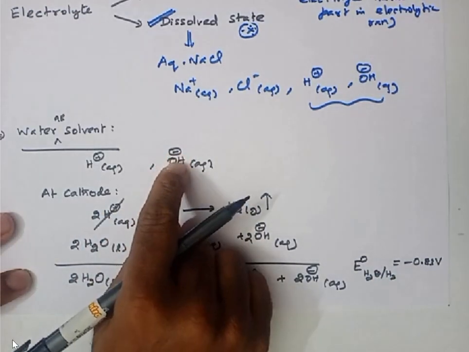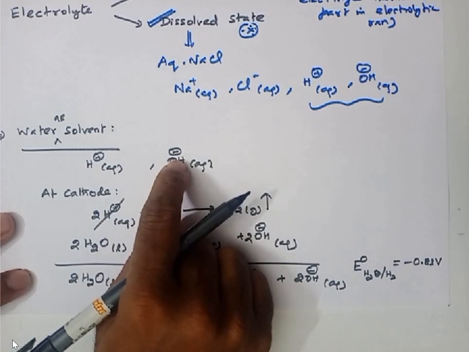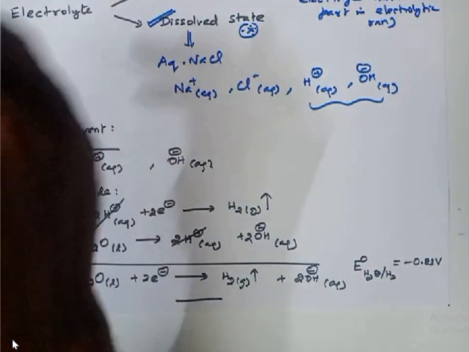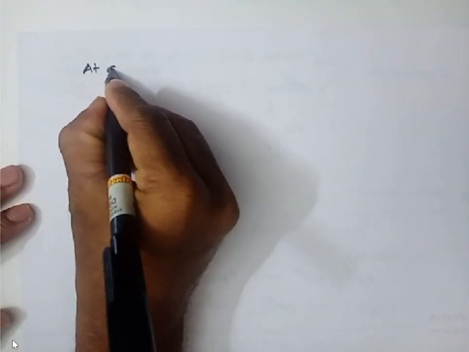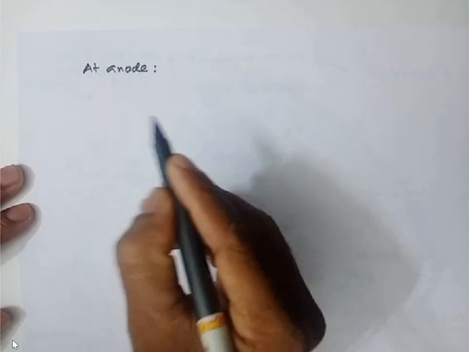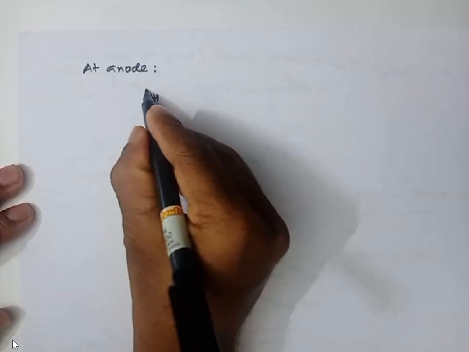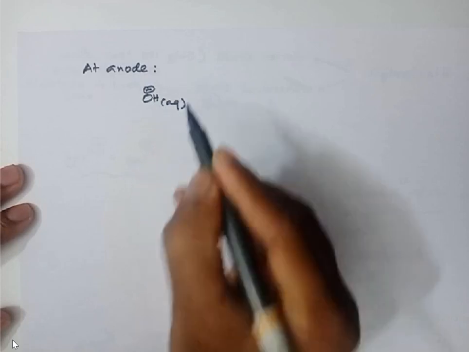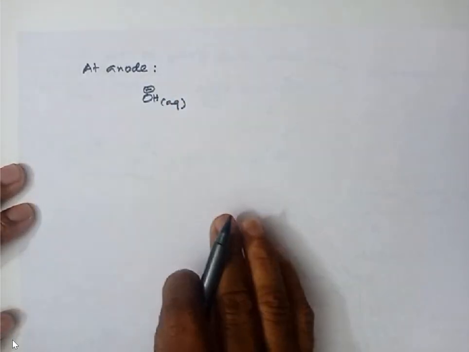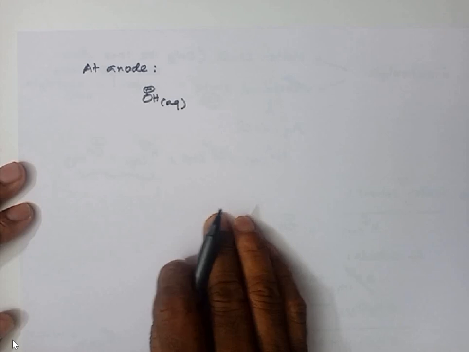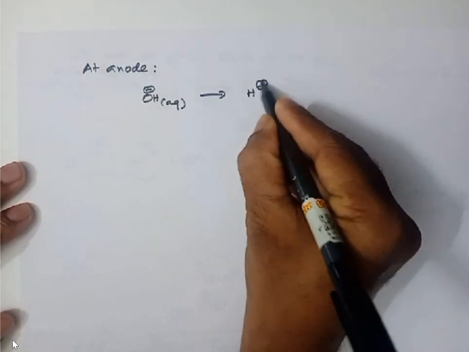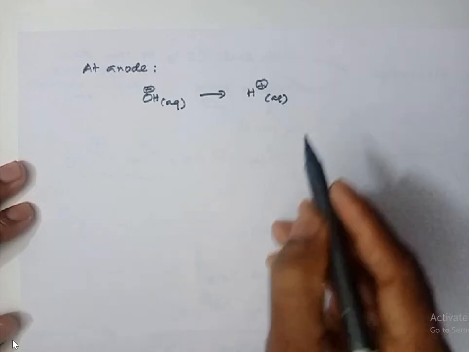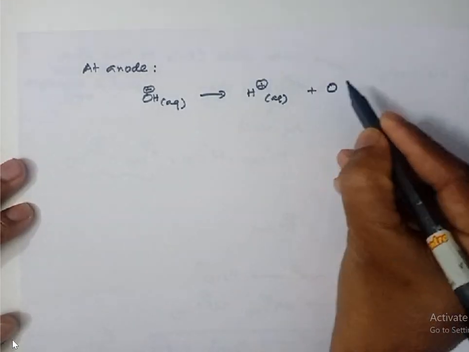Similarly, the OH minus ion, being a negative ion, will approach the anode and undergo oxidation. Let me write on the next page. So, what happens at the anode? At the anode, this OH minus ion from water will undergo oxidation. How? First, it will lose one H plus. I'll write it like this so that you can easily understand, and you will get an O2 minus ion.